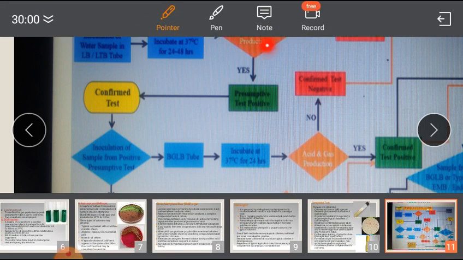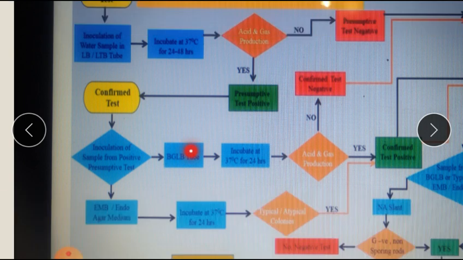So from the presumptive test tube, a loopful is taken and added in BGLB tube, incubated at 37 degrees Celsius for 24 hours, and checked for acid and gas production. Or take a loopful of sample from the positive presumptive tube, streak on EMB agar, incubate at 37 degrees Celsius. See the typical colonies. If the colonies are observed, then we can conclude that the confirmed test is positive. In BGLB, if acid and gas production occurs, then the confirmed test is positive.